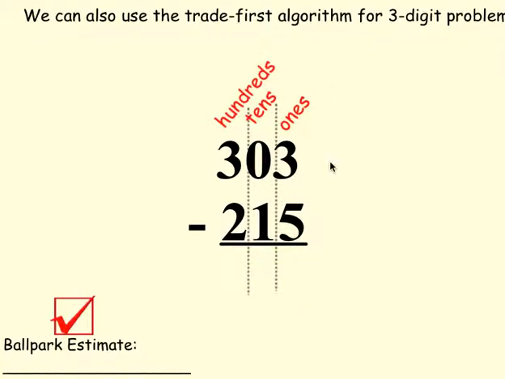Now we have to trade in this problem. We're still going to start in the ones column, by the way. We cannot take 5 from 3. It's impossible. You can't do it. So we have to go look next door at our closest neighbor to see what they have to offer. Now, there is a 0 in the tens place, so they have nothing to trade. They're like, sorry, dude, no cookies. So we're like, all right, we're going to go over to the next house.